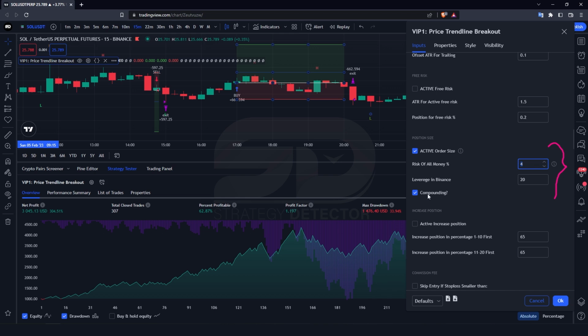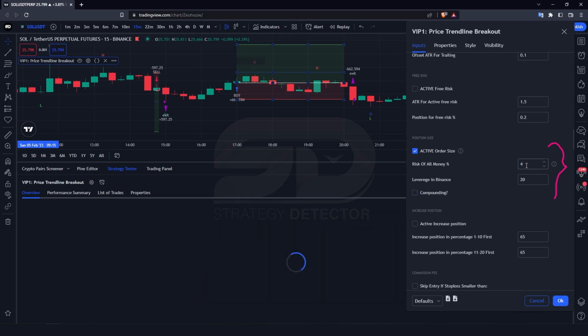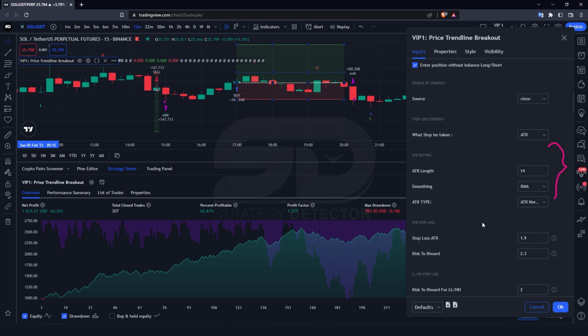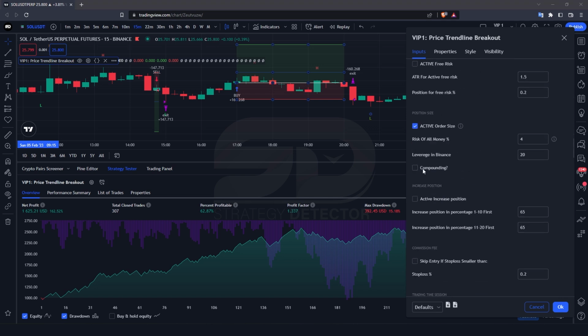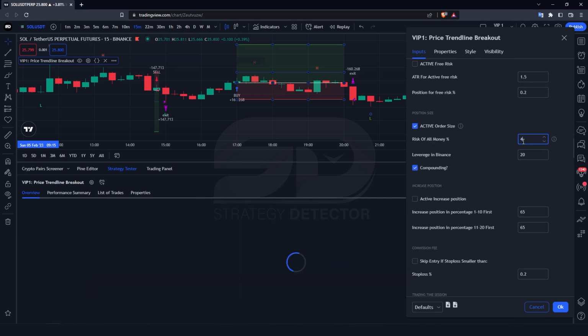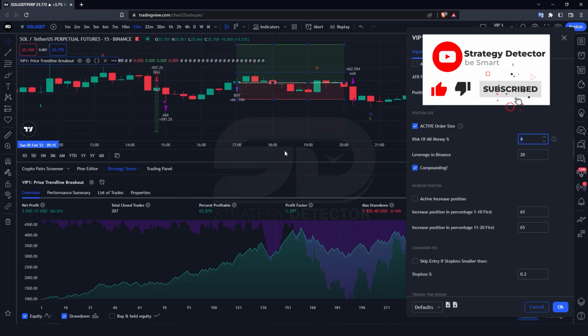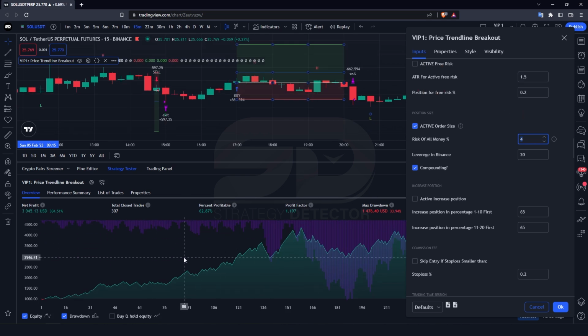When compounding is inactive and we turn it off, then we will risk only 4% of our $1,000. But when we turn compounding on, it will risk 4% of our initial investment plus our net profit. And when the number of trades increases, it shows its effect and the result will be more clear. This section is called active order size, and it's one of the most important parts of our strategy.